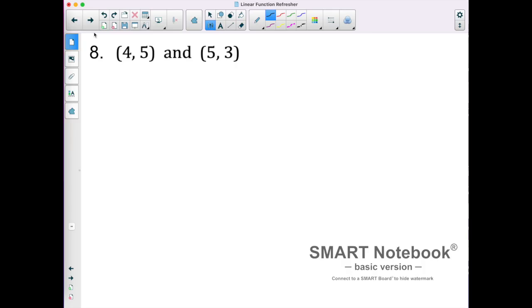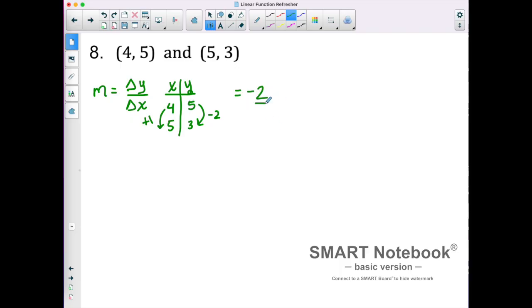For 8, we have 2 points, (4, 5) and (5, 3). Again, we need to find the slope first, and that's the change in y over change in x. If you like doing this as a table, I find some students really do prefer that format. You can write that (4, 5) and (5, 3), and see that the y values changed by -2, and the x values changed by +1. So we have a slope of -2 over 1, which is just -2.